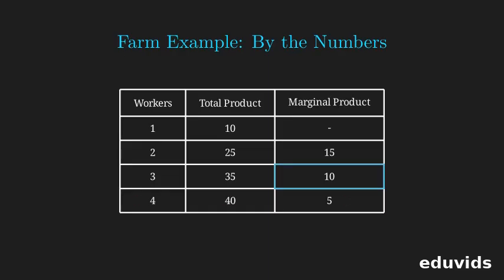A fourth farmer might increase total output to 40 bags. This farmer added only 5 bags. The fixed land and tools make it harder for each new worker to be as productive as earlier ones.